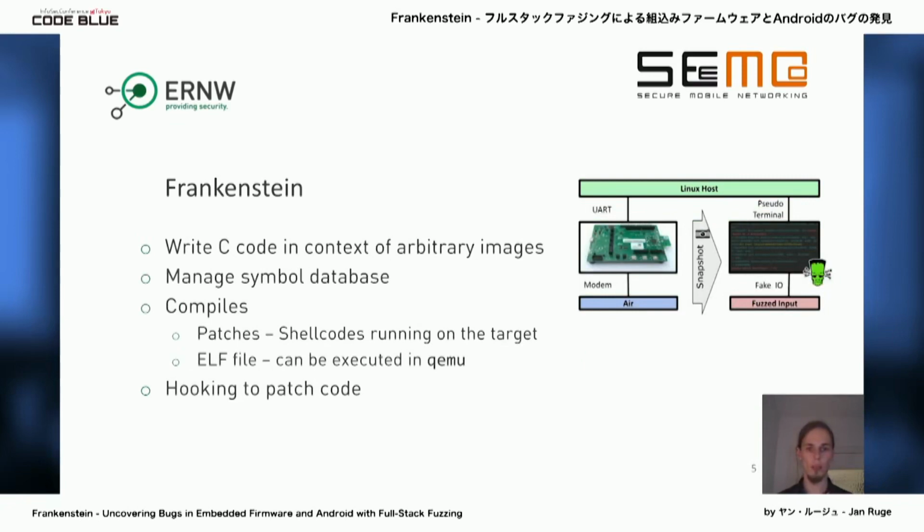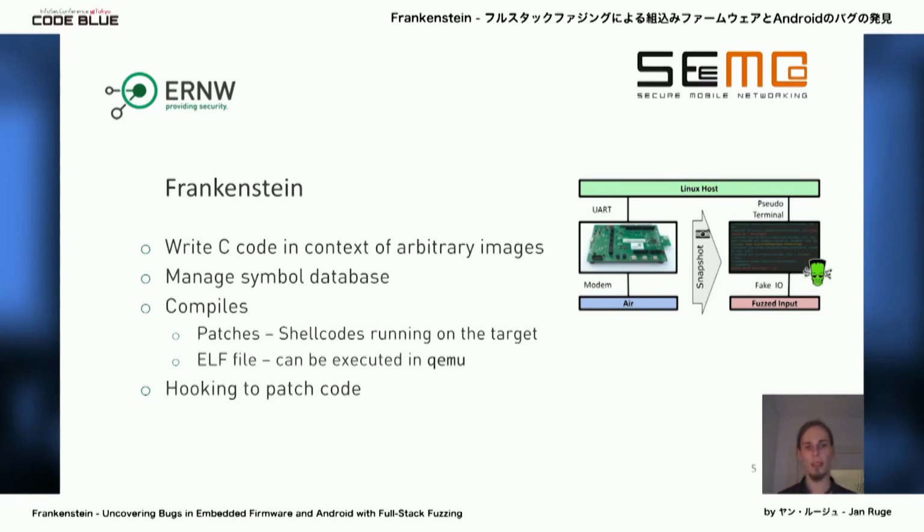Now a quick overview of what Frankenstein is. The core concept of Frankenstein is to write C code in the context of arbitrary memory images. So in the case of our Bluetooth development board, we want to obtain a memory image, reassemble it on the host, and write C code in the context of this memory image, so we can, just as you would normally do in C, dereference pointers, call functions, etc.